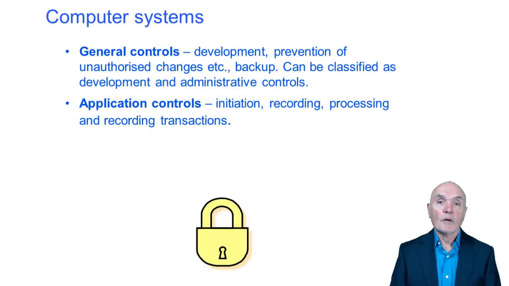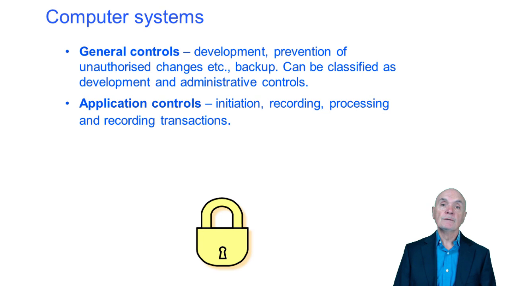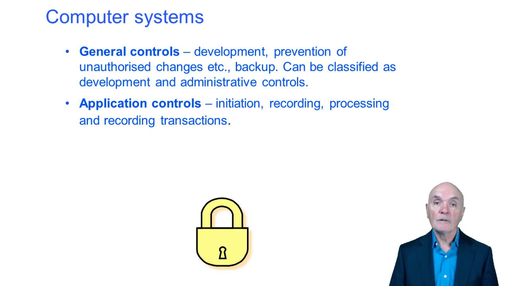Computer systems form a kind of specialist area of internal controls. You have in computer systems two categories of control: general controls and application controls. Think of general controls as controls over almost the environment in which the IT system sits.